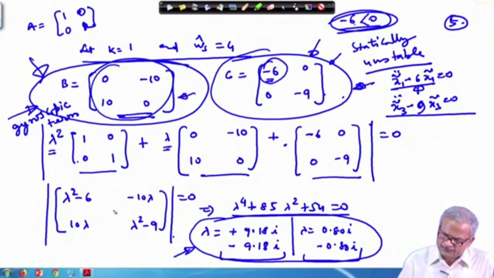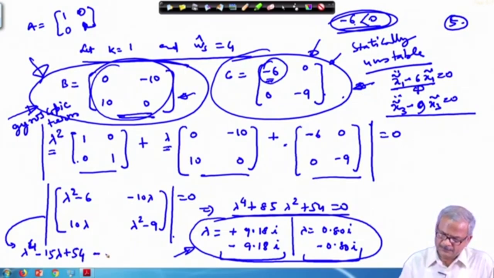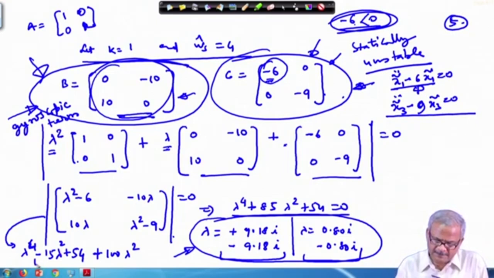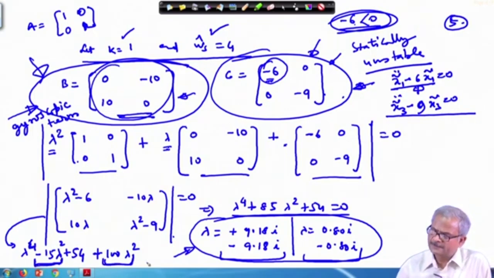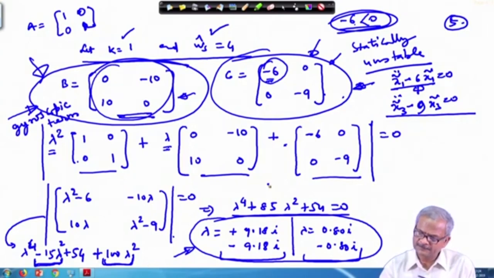So, this will be visible if we expand it here and then write. So, this will also give us certain insight. This is lambda to the power 4 minus 15 lambda plus 54, and from here we get minus plus, this becomes 100 lambda square, this is lambda square. So, what we can see is that this is a negative term and here this is a positive term. If it so happens that we choose the values of omega s and k such that these two terms together become negative, okay, that means if this coefficient in the equation becomes negative, then in that case your system will become unstable.